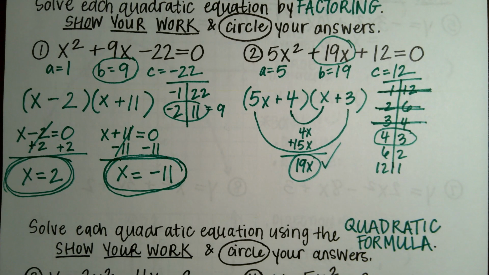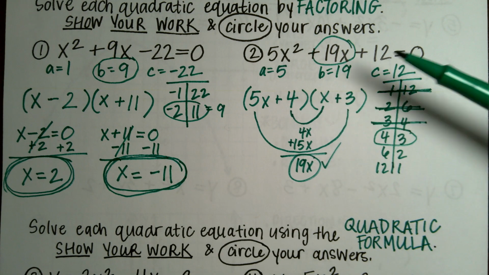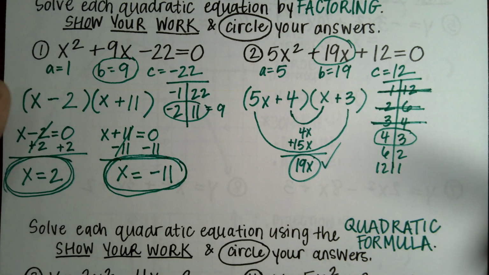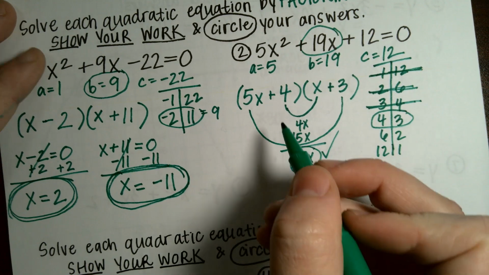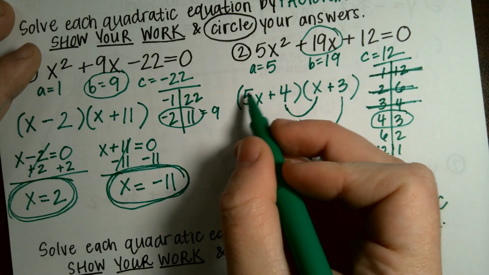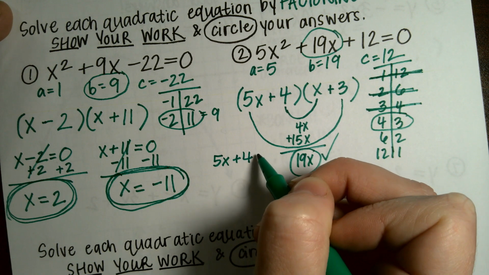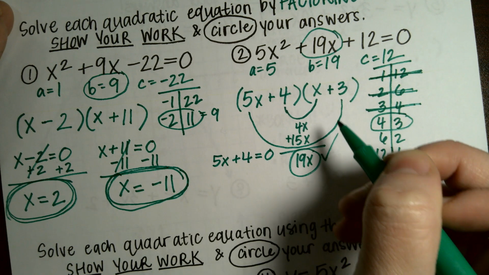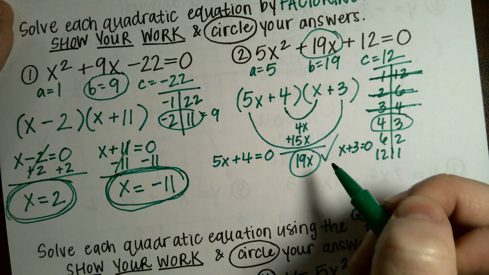So are we done? We're done factoring, but we're not done with the problem. We still have one more step to do. How do I solve for x? Break them up and separate them into equations. Yes, we want to do 2 separate equations here. I'm going to take everything in the first parentheses: 5x plus 4 equals 0. And I've got x plus 3 equals 0.